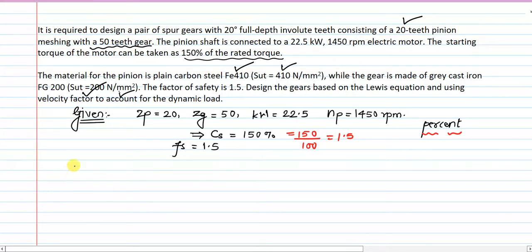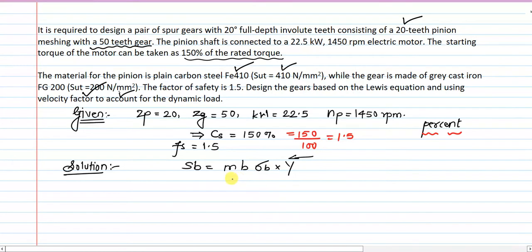So first of all, during the solution, we need to find out which out of the pinion or gear is the weakest element. For this, we will take the understanding of beam strength into account. We know that in general the beam strength SP is given as m into b into sigma b multiplied by Y. M is module, b is the face width, sigma b is equal to SUT by 3, the bending strength, and Y is the Lewis form factor.